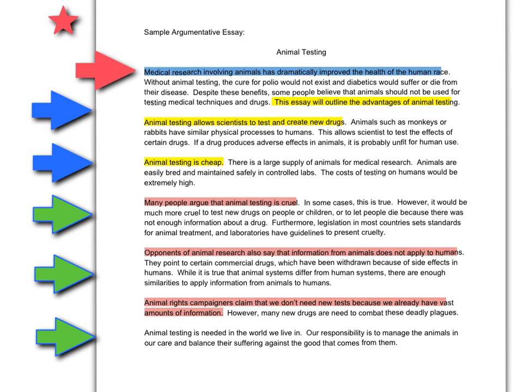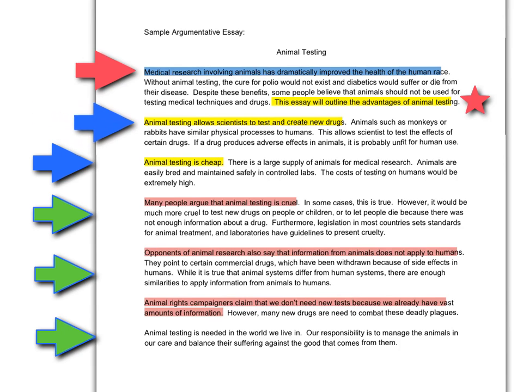Now in this sample essay, this is actually our sample argumentative essay. So here in our opening you can see it says, medical research involving animals has dramatically improved the health of the human race. So we know where this argument essay is going. Then right here it tells us exactly where it's going to go. It says this essay will outline the advantages of animal testing. So we know what to expect from this particular argumentative essay.